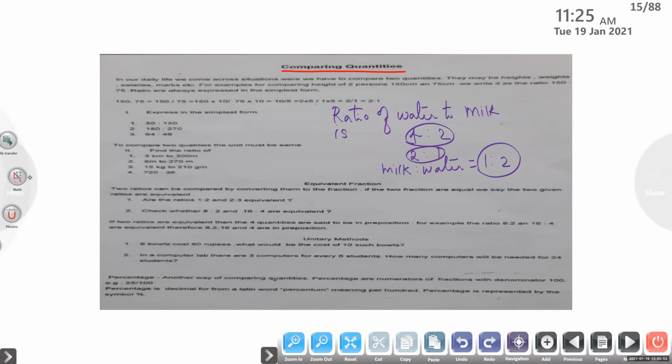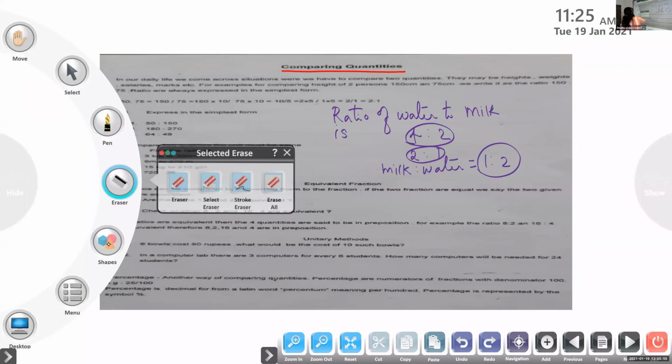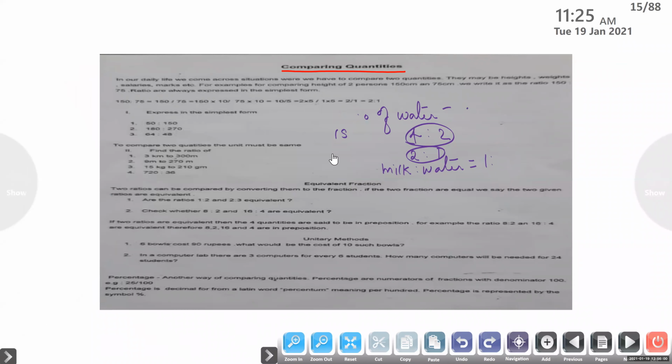Clear? We can summarize the 3 things you studied now. Listen, children, we studied 3 things. What is a ratio used for? Comparing two quantities, isn't it? For comparing two quantities. Then the order of writing the ratio is important. Third, ratio is always expressed in the simplest form or reduced form. Clear?